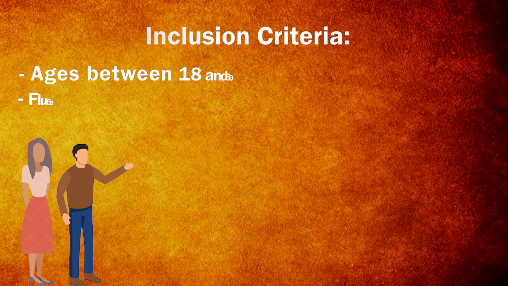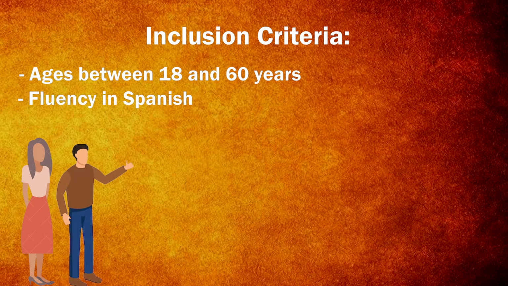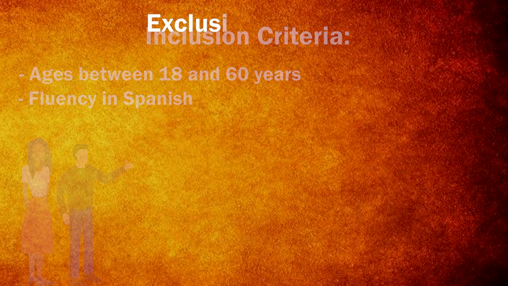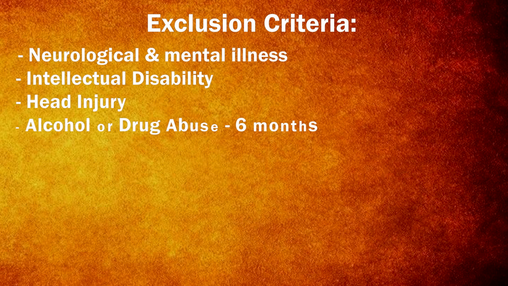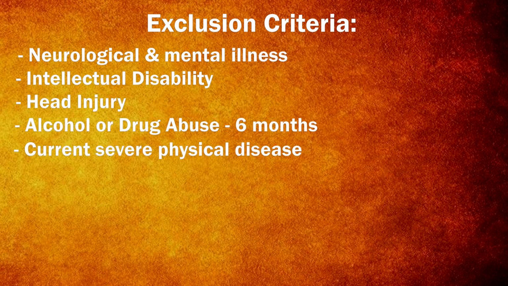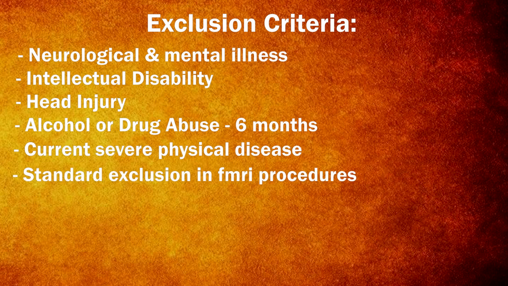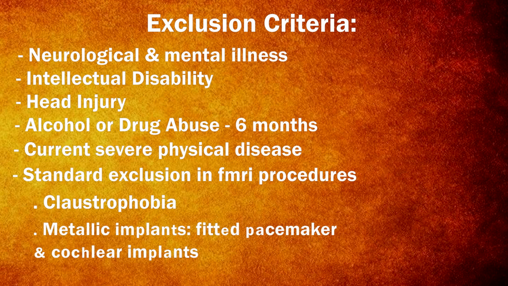The inclusion criteria were age between 18 and 60 years and fluency in Spanish. The exclusion criteria were neurological or mental illness, intellectual disability, head injury, alcohol or drug abuse in the past 6 months, and current severe physical disease, as well as the standard exclusion criteria for participation in fMRI procedures, namely claustrophobia and metallic implants, including fitted pacemakers and cochlear implants.